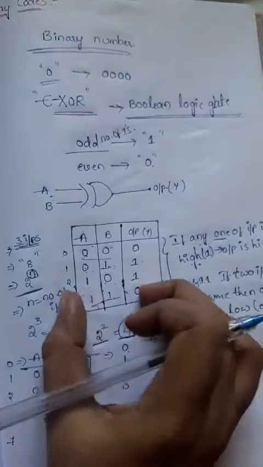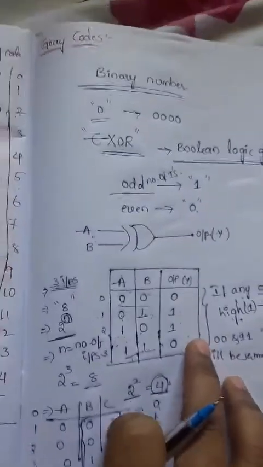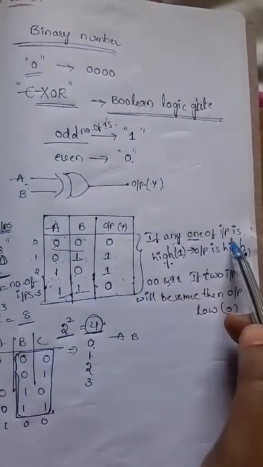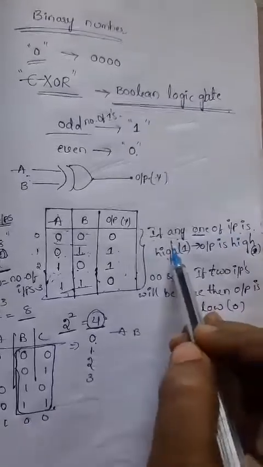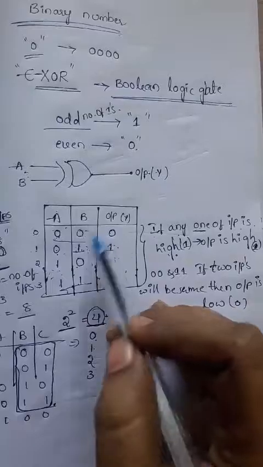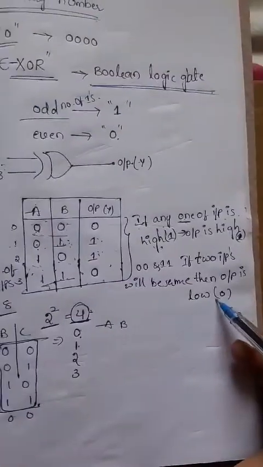By using this truth table, we can implement any binary number to convert to gray codes. Remember the major point here: if any one of the inputs is high, that output is high. If the two inputs are the same, 0 and 0 or 1 and 1, then the output will be low.